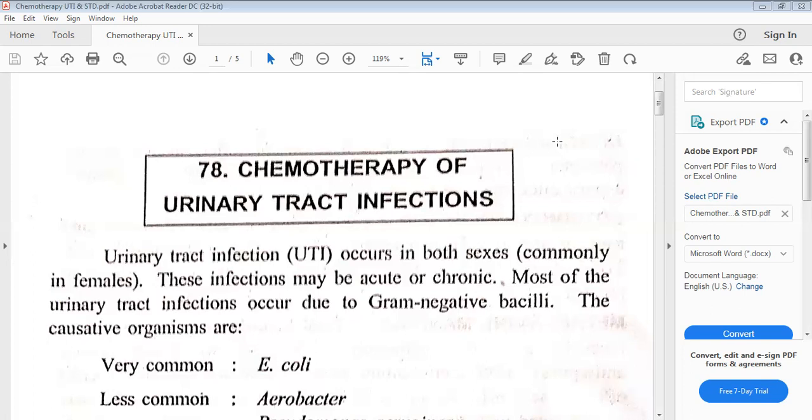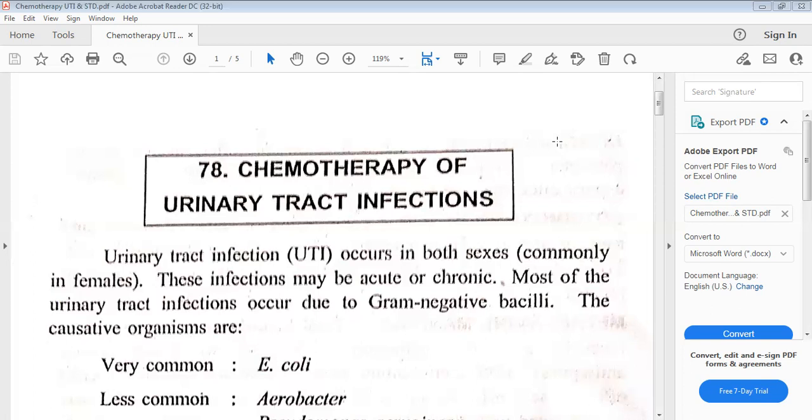So UTI is quite common in both men and women, but it is more commonly found in females. When you say UTI, there are some people who have sudden episodes of UTI, so it is called acute infection. And in some people, chronically, the bacteria will be there and they will be causing problems. So that is chronic UTI.